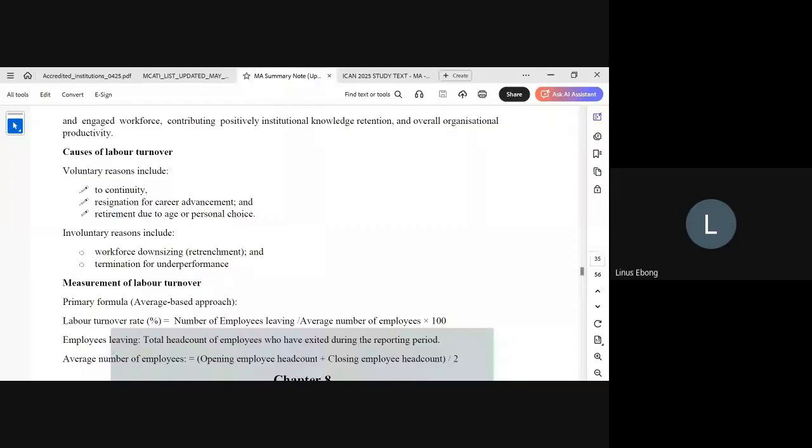You can check the chapter from your study pack. The study pack has been posted to the WhatsApp group, and if you don't have it, you can easily check the ICAN website for the study pack. Yes, you can check the study pack for the topic.